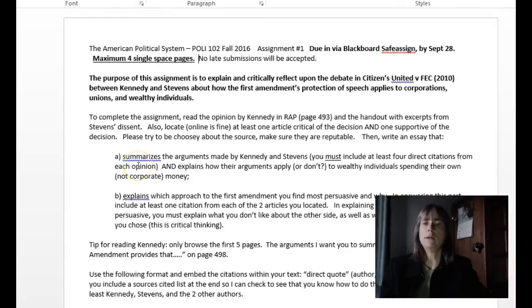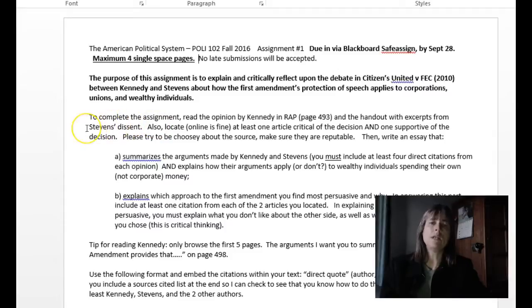And let me point out the readings that you'll be looking at. The decision of the court was written by Kennedy, and you'll find that in your Readings in American Politics book. It starts on page 493. I will also attach a copy of those excerpts to this week's work, just in case some of you don't have that textbook in hand yet.